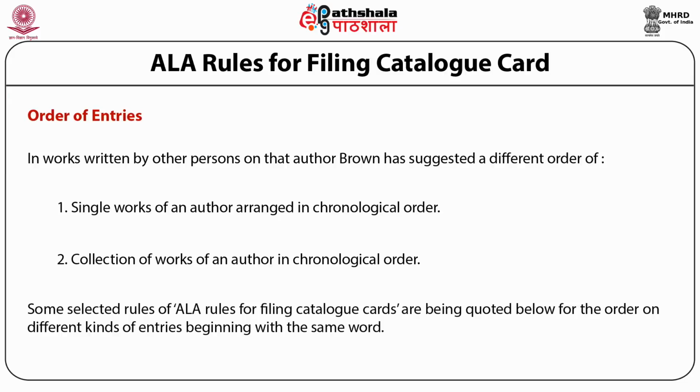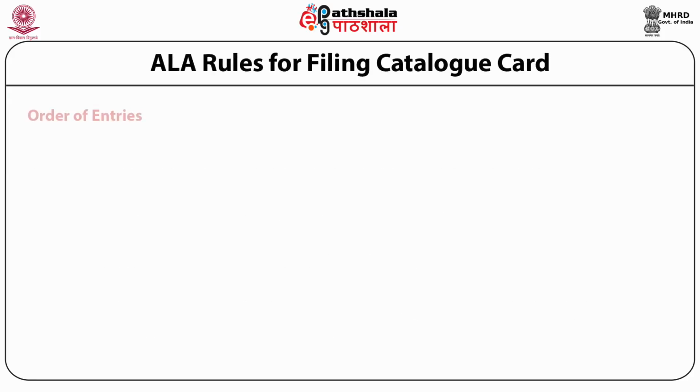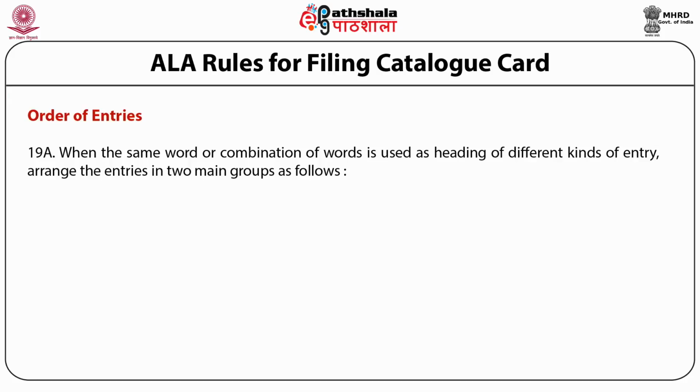Some selected rules of ALA rules for filing catalog cards are being quoted below for the order of different kinds of entries beginning with the same word. Order of entries. Rule number 19A. When the same word or combination of words is used as heading of different kinds of entry, arrange the entries in two main groups as follows.